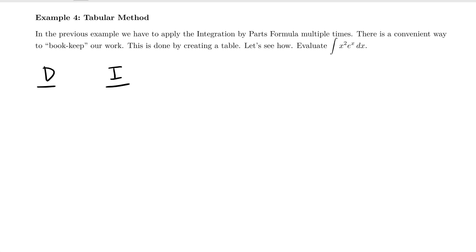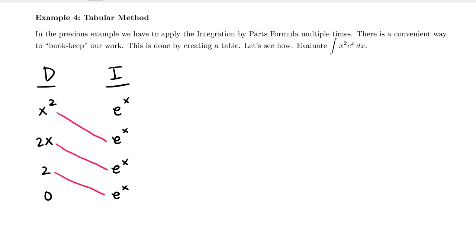So ideally, you want to place the function that has the terminating derivative in the D column, which in this case is x squared, and then the other function in the I column. And in the D column, we want to continue taking the derivative until ideally we reach 0. And then in the integration column, we're going to integrate until we get to the same row as the derivative column. Then we're going to draw diagonal arrows starting from the top left corner, and continue this process until we can't draw any more diagonal arrows. Because notice if I try to draw one now, it wouldn't connect anything, so we stop there.